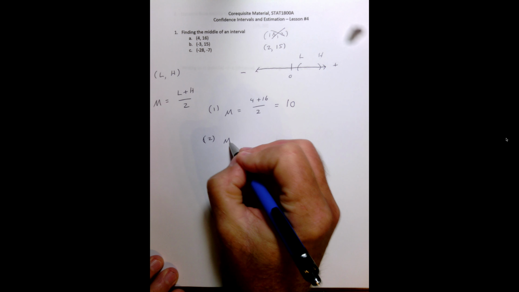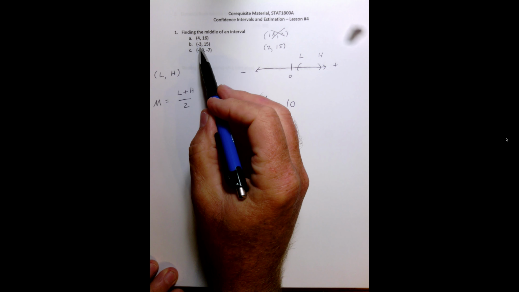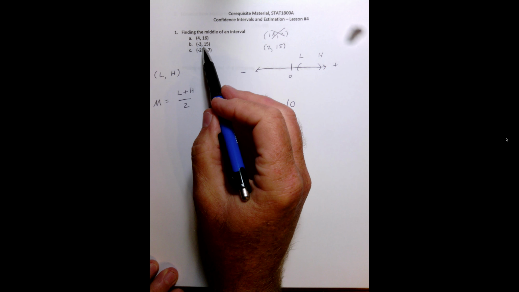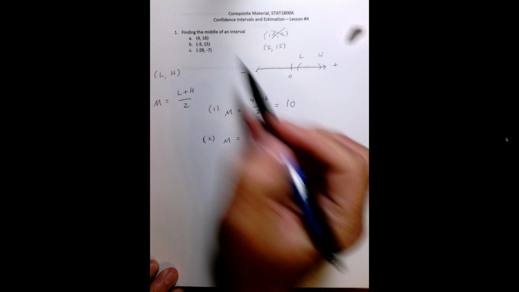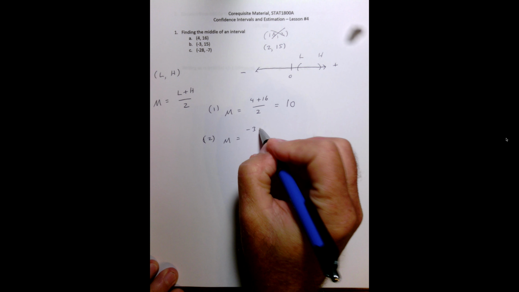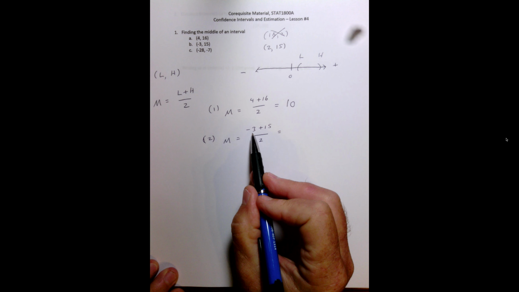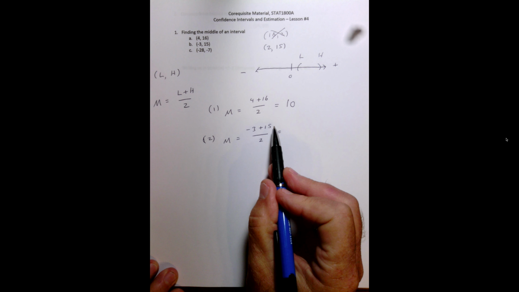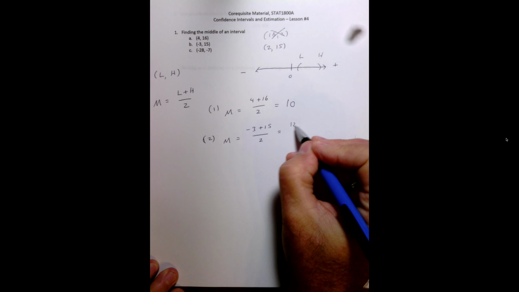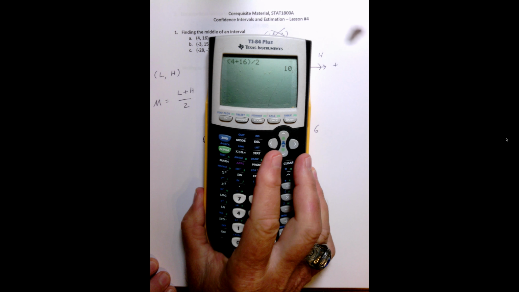Now, for the next one, we throw in a negative. It confuses things, makes things slightly more complicated, but not really. Negative 3 plus 15 over 2. I can do this in my head, and maybe you can too. You take 3 away from 15 to get 12, and you see that the middle is equal to 6. Okay, maybe some of you can't do that in your head. You want to be careful.